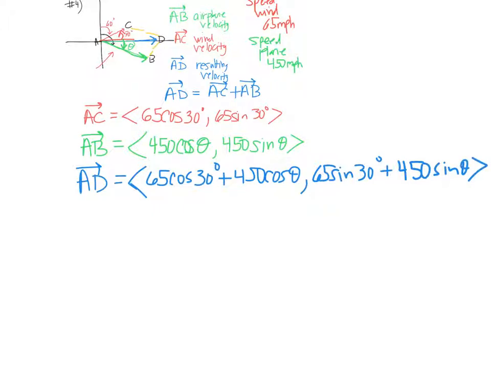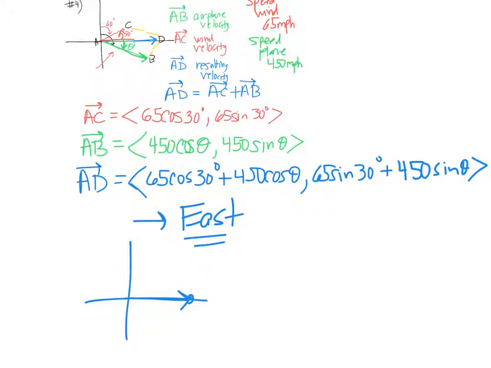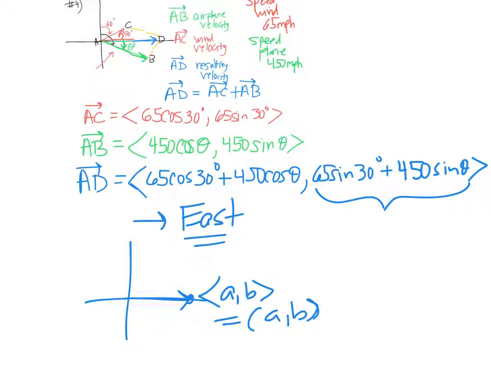All right, so now we need to figure out what that is. Well, guess what? AD is flying due east. Flying exactly east. And that's a really important part here. Because if it's flying due east, then when you think about its vector, the y value is going to be what? Zero. So this right here is equal to zero. Don't forget, these are basically points. This is AB as a vector, but it's also the point AB. And if I'm on the x-axis, then my y value has to be zero.